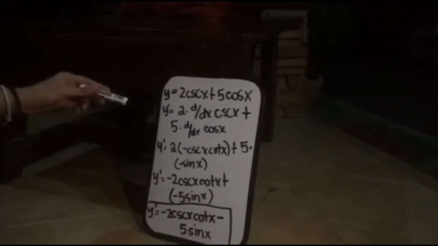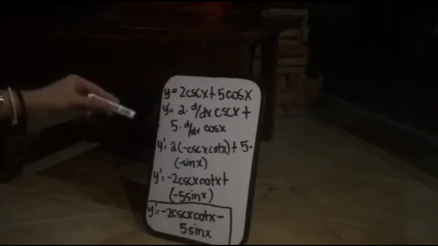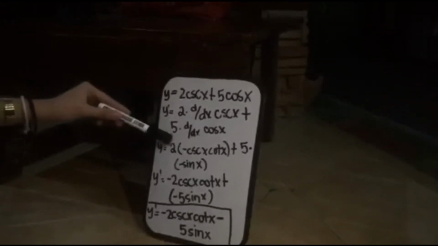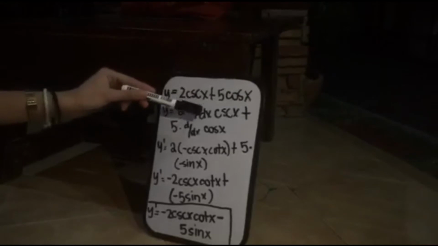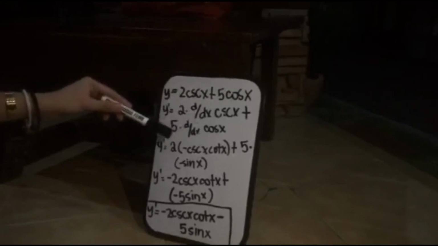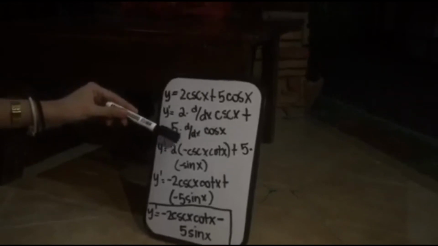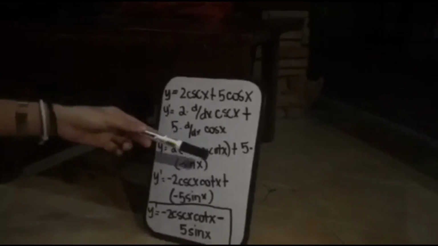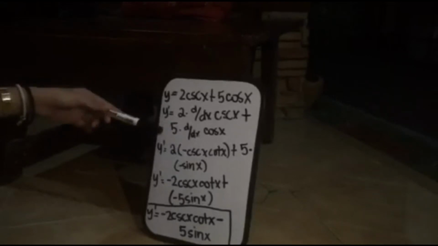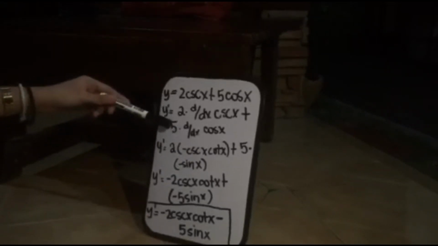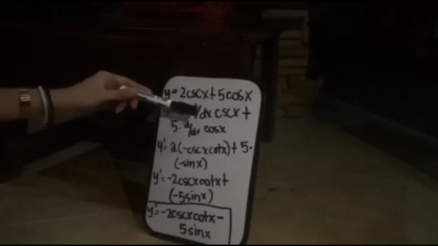So, sa next step, copy ulit natin yung 2, then i-multiply natin siya sa derivative ng cosecant x. So, yung derivative ng cosecant x ay negative cosecant x cotangent x, plus 5. I-copy lang ulit natin yung 5. Then, i-multiply sa derivative ng cosecant x.